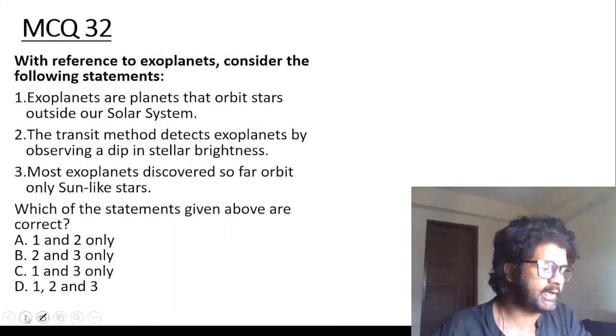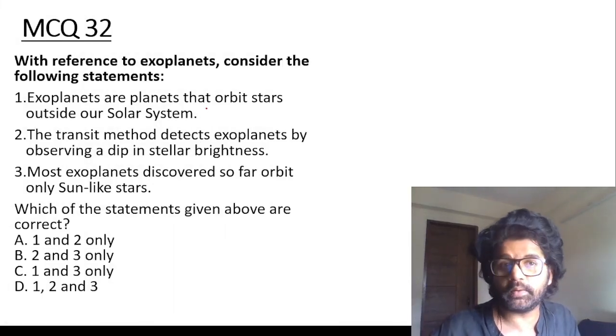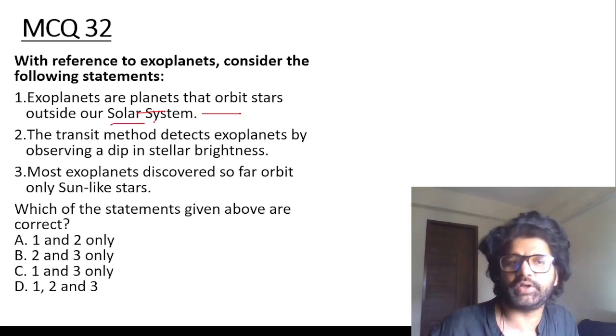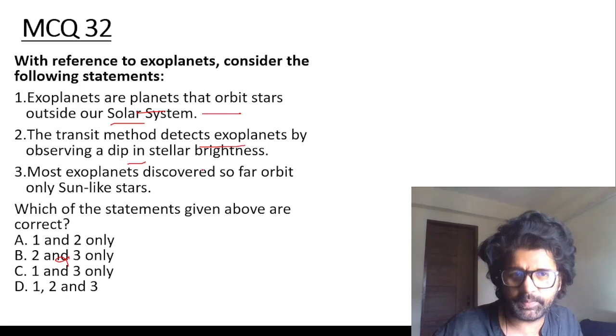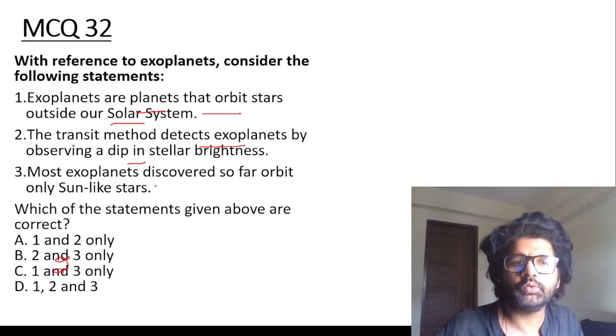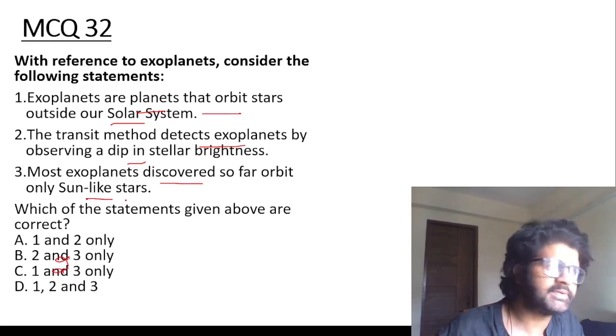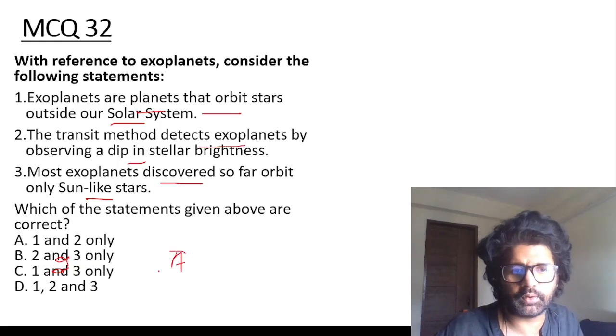What is an exoplanet? With reference to exoplanets, planets that orbit stars outside our solar system, the first is correct. The transit method detects exoplanets by observing a dip in stellar brightness, correct. Most exoplanets discovered are... no, it can be sun-like stars, it can be different stars, so the third is wrong.